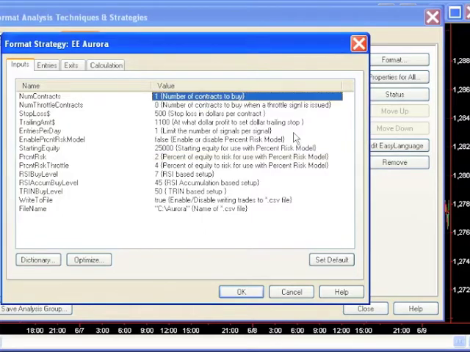First input is the number of contracts. This is the number of contracts we're going to trade per signal. So this is our static method of position sizing.